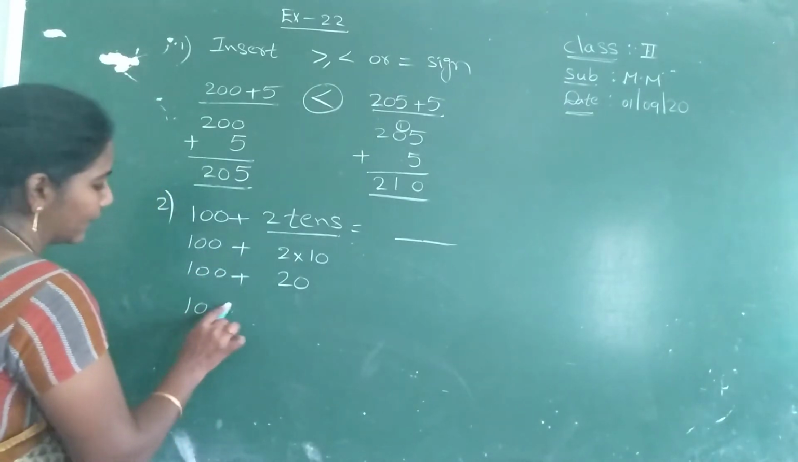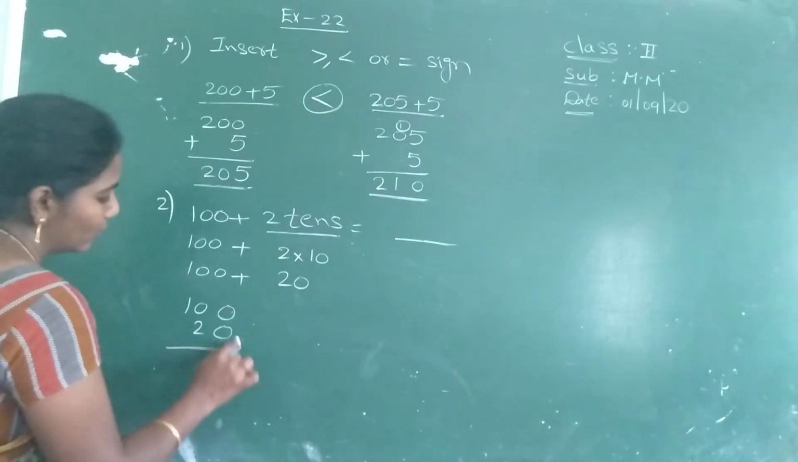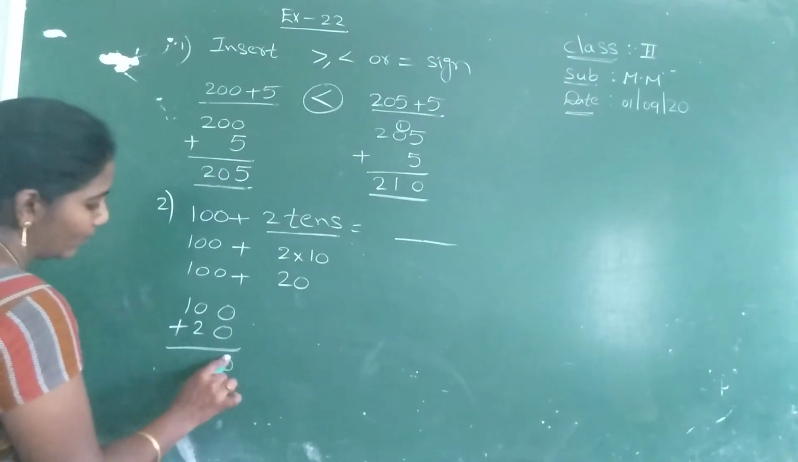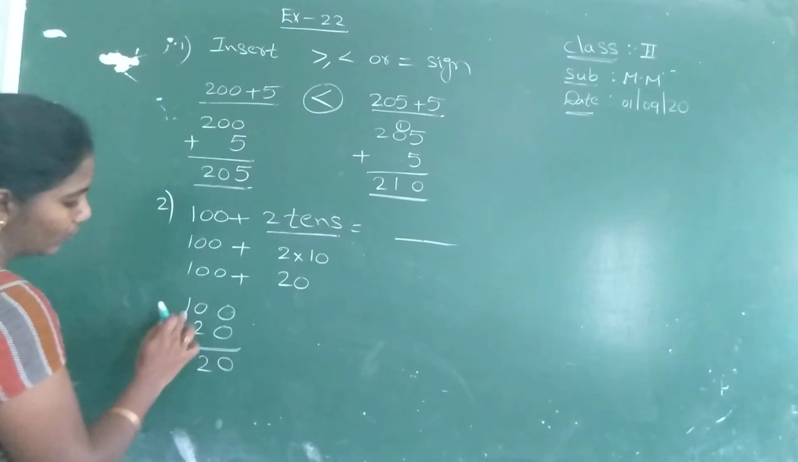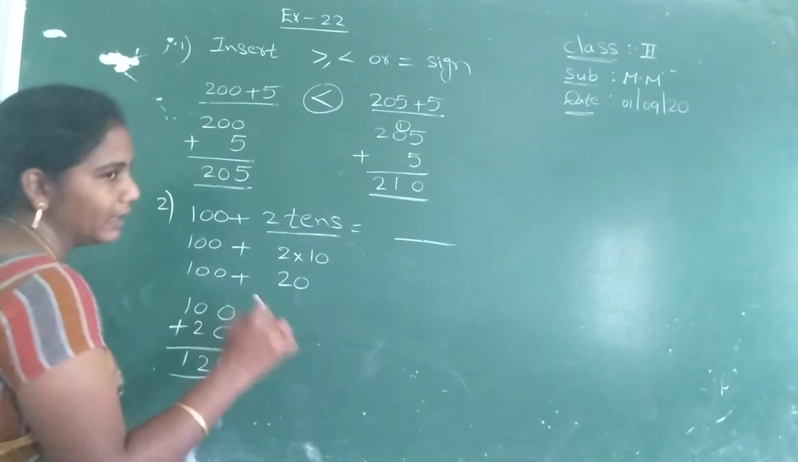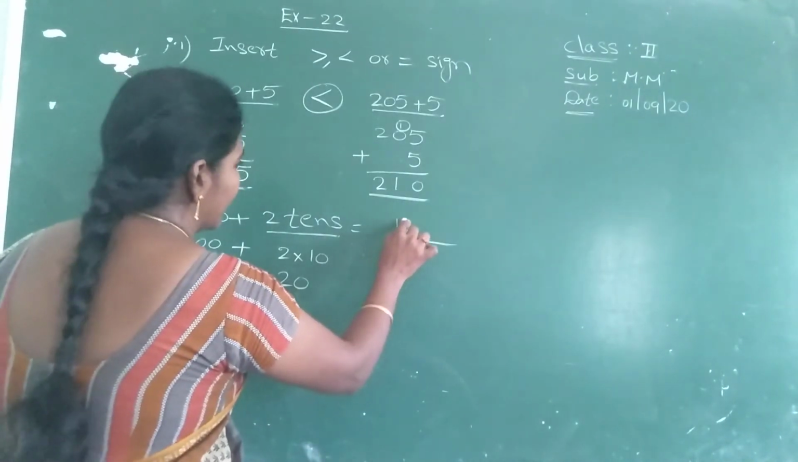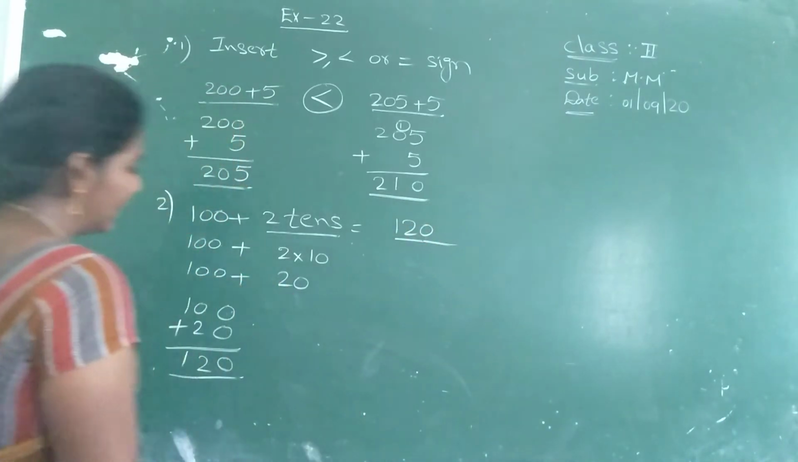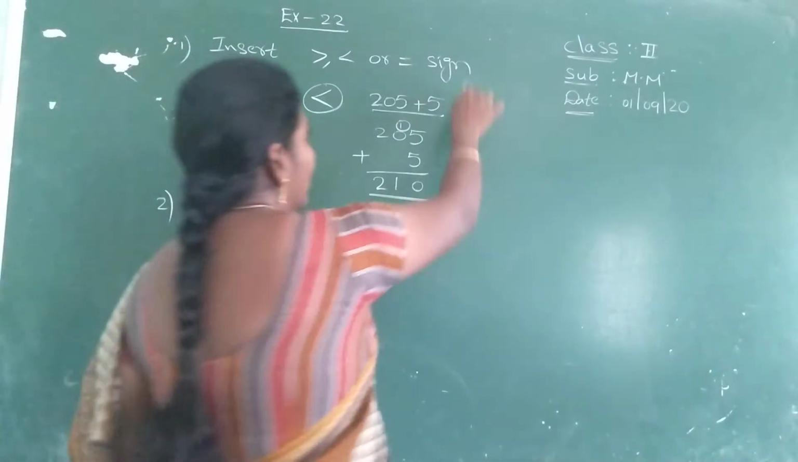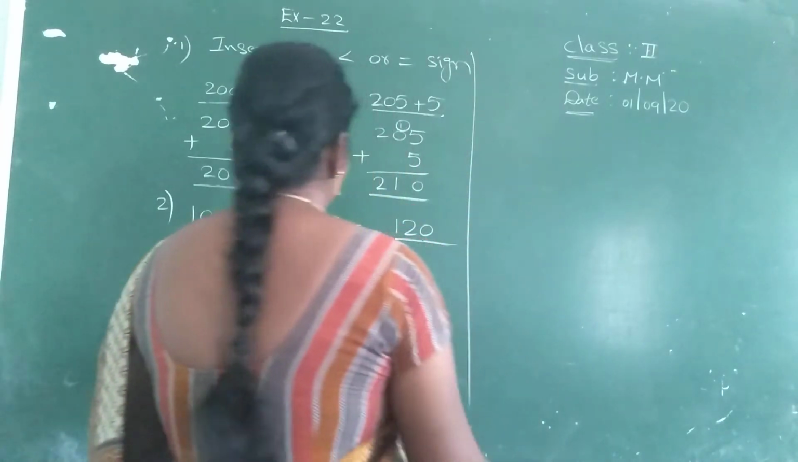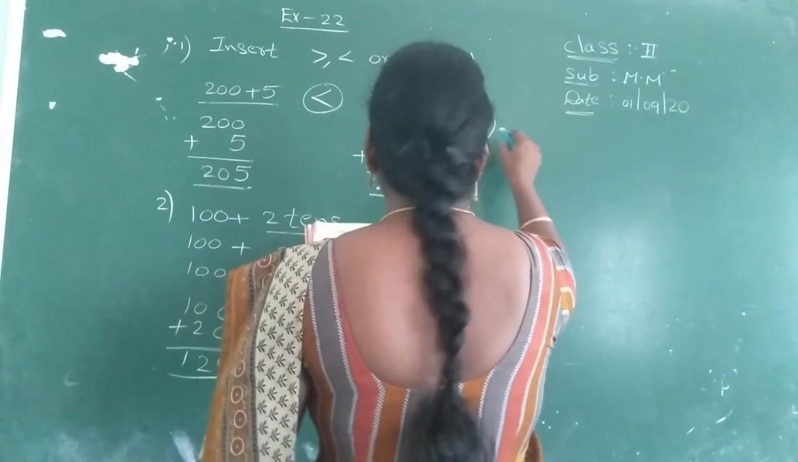100 plus 20. So 0 plus 0 is 0. 0 plus 2 is 2. 1 down, any number is not there, so write the same number. So the answer is 120. Okay? Next. Third one.